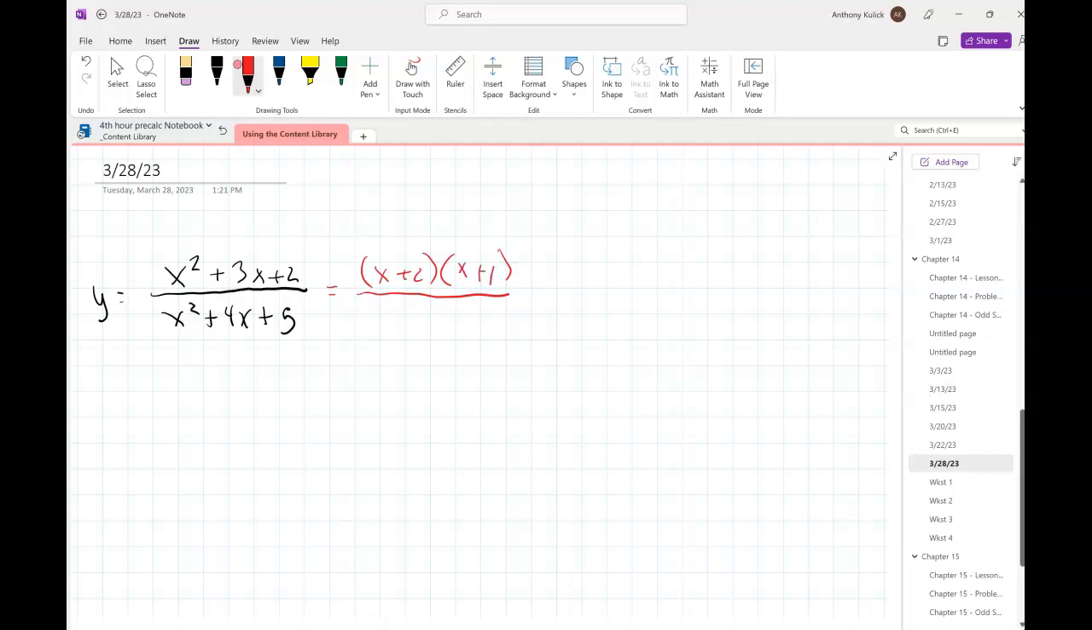Do we remember how to do that? If you don't, speak up. How about the denominator? Oh, that was impossible. Sorry, do that. 4 and 1. Great. So far, so good? Yeah. What do we notice? The x plus 1s can reduce.